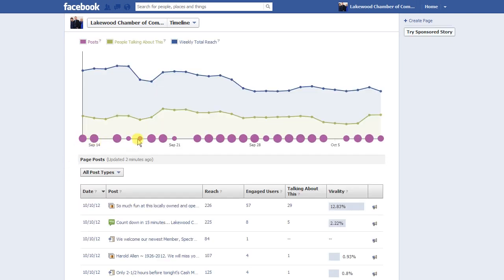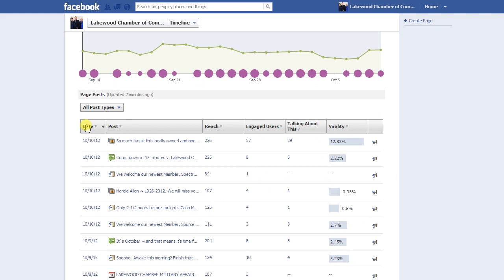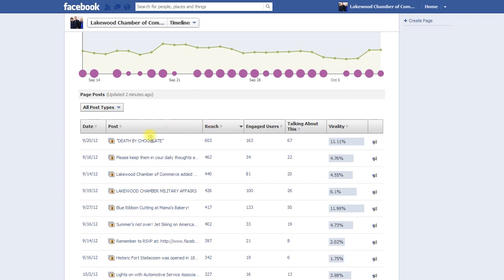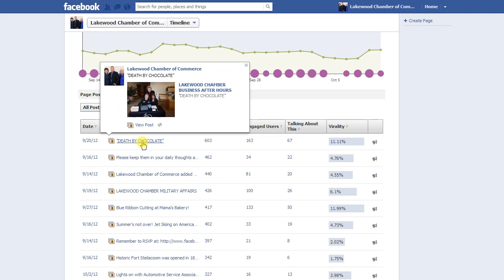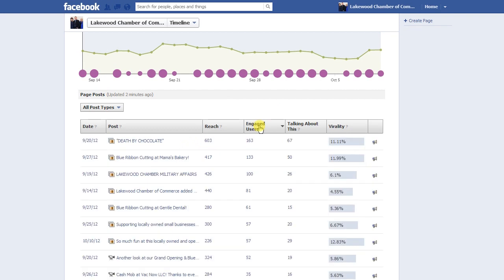You can see that they post virtually every day, either original posts or sharing their members' posts. And then, of course, you can go backwards by date looking at it. You can look to see where they got their most reach. Let's check that out. Death by Chocolate. I guess that doesn't surprise me because people love chocolate, and that's a very interesting title. And then you can see which one engaged the most users. Boy, that Death by Chocolate was just a fantastic post, so they might want to do more of that sort of thing. And you can see the virality numbers, good solid numbers. Anything above 1% virality is strong.